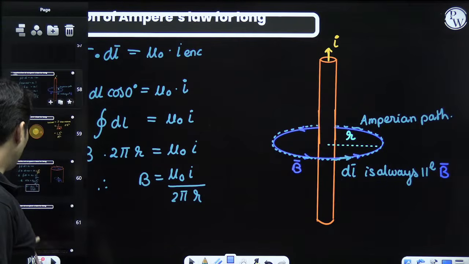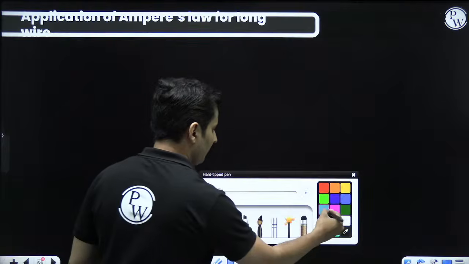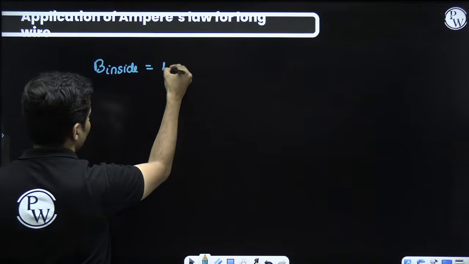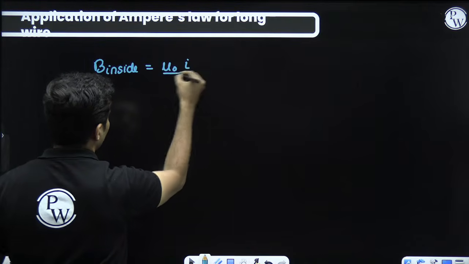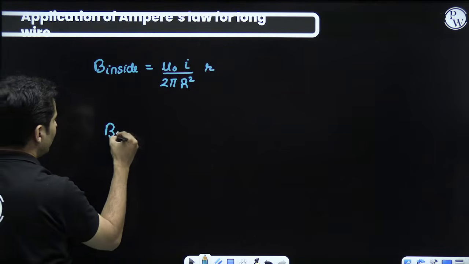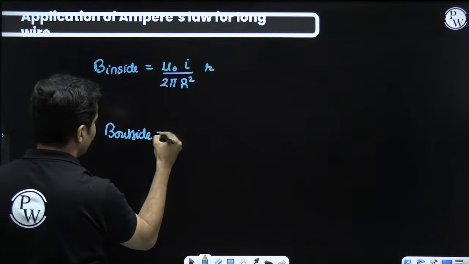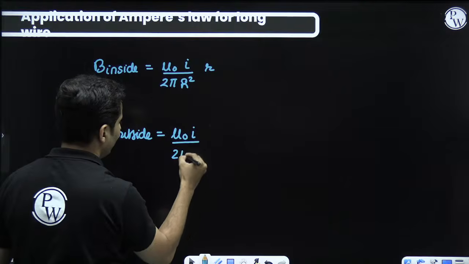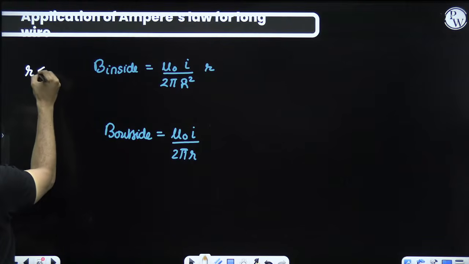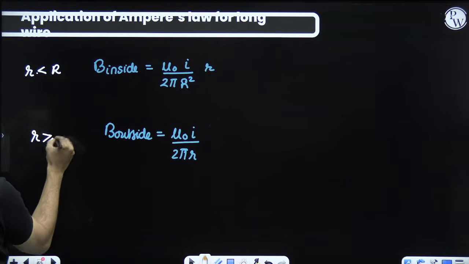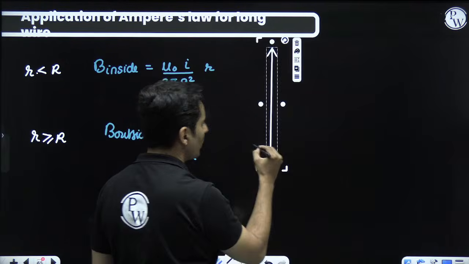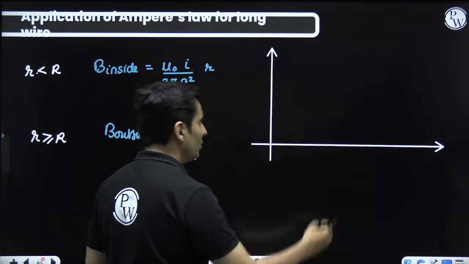So if I combine both of them, the magnetic field inside the wire will be mu naught I divided by 2 pi capital R square into small r. Magnetic field outside the wire is mu naught I divided by 2 pi r. So this formula is when r is less than R. This is when r is more than or equal to R. So we can now see the difference in the formulas, and we can also draw a graph like how we used to do in electricity.